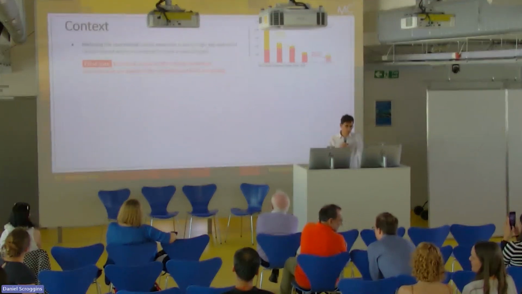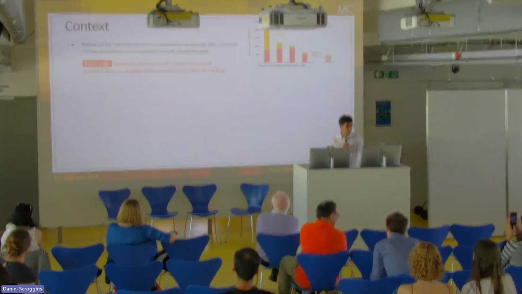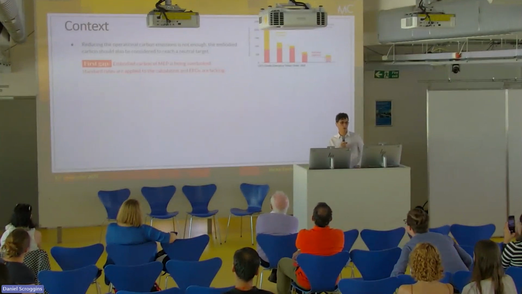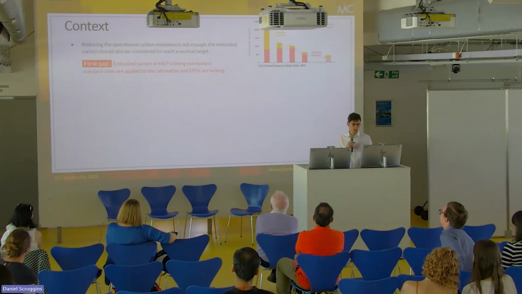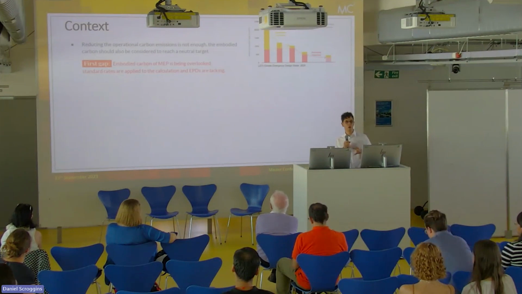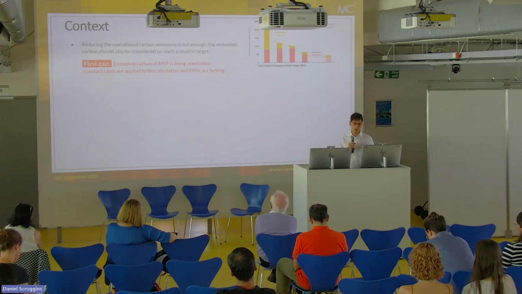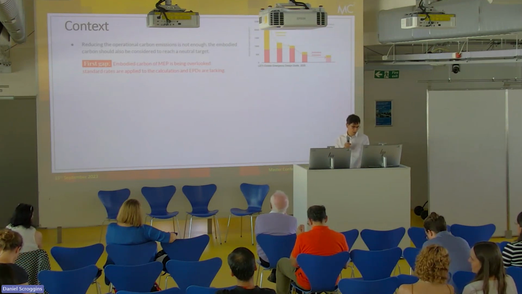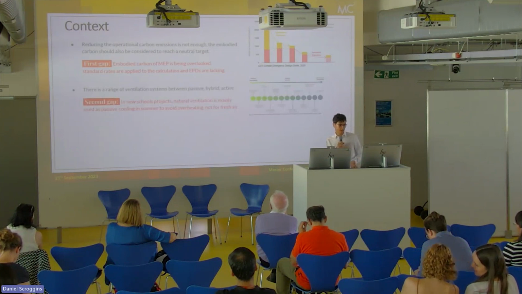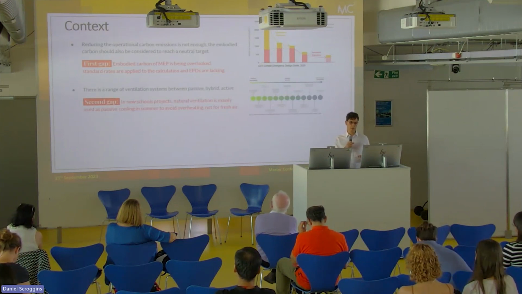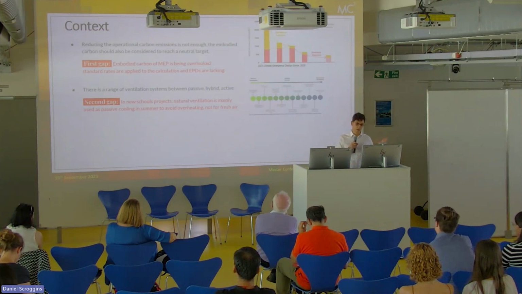Before we start, I would like to highlight some context. As you know, net zero targets drive a holistic approach to the building assessment, and we see a shift from operational carbon to the life cycle embodied carbon. But the first gap is that MEP systems are still being overlooked, and we clearly need more information on HVAC components. It's also interesting to note that ventilation design is not binary. There is a large variety between active and passive system.